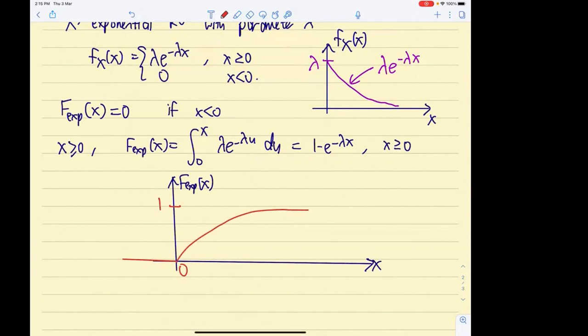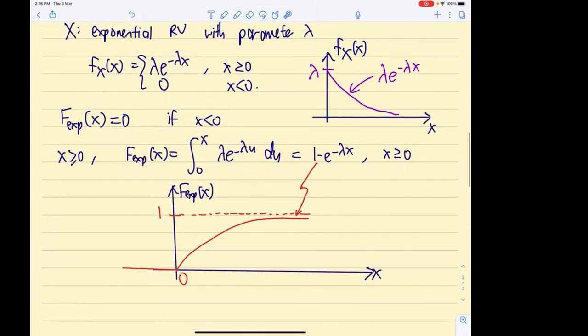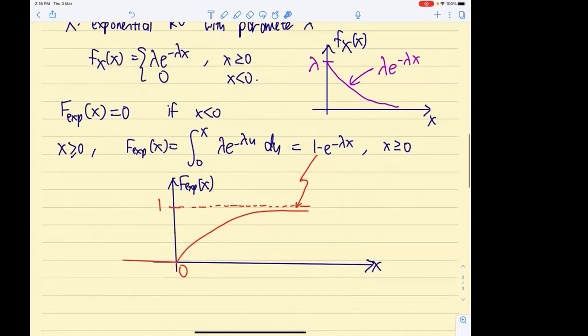This formula is the formula of this part. Understood? Basically we increase in this sort of fashion. So that is the cumulative distribution function of an exponential. In this part here, we are strictly increasing. Here we are not increasing, but we are not decreasing. So the whole thing is non-decreasing.